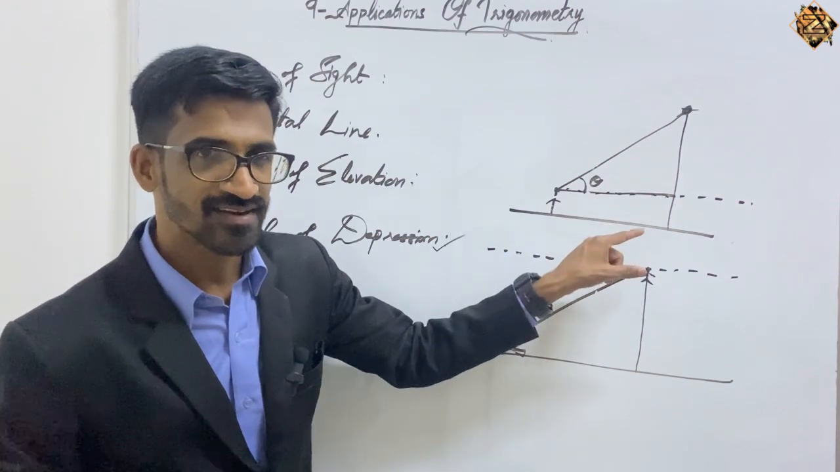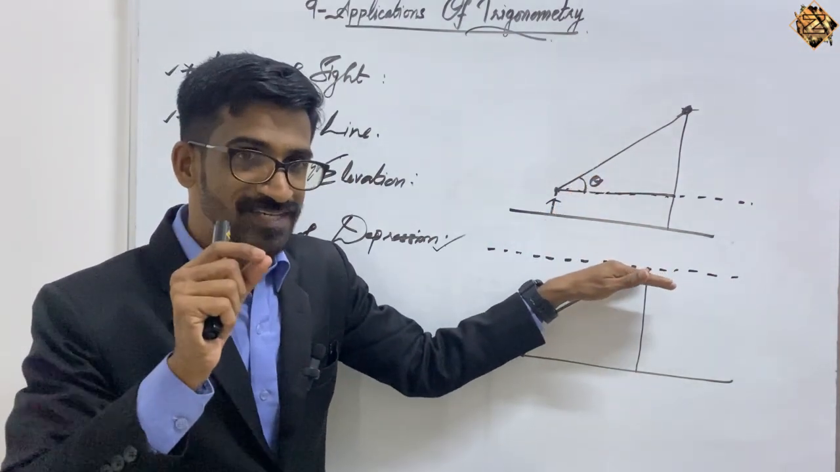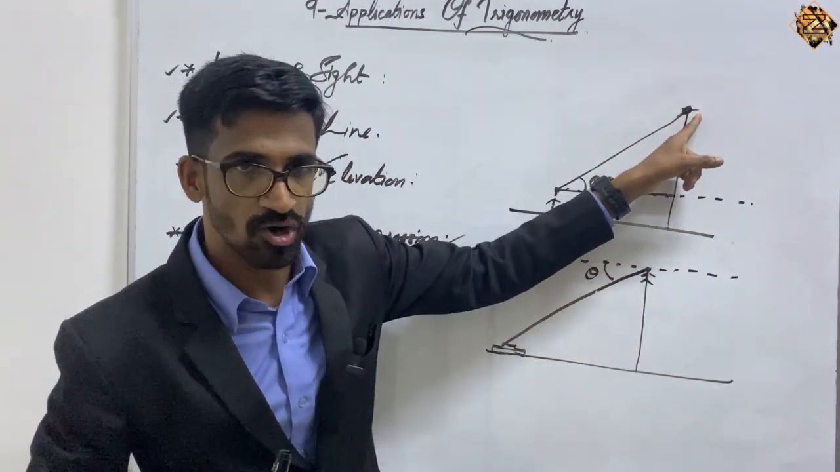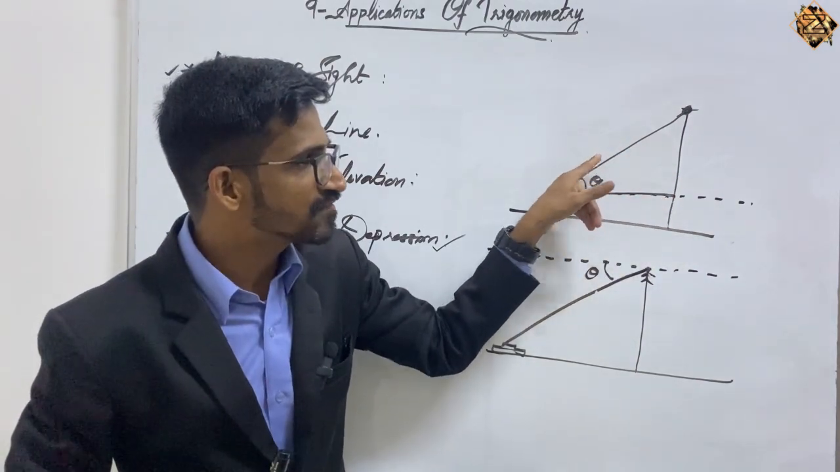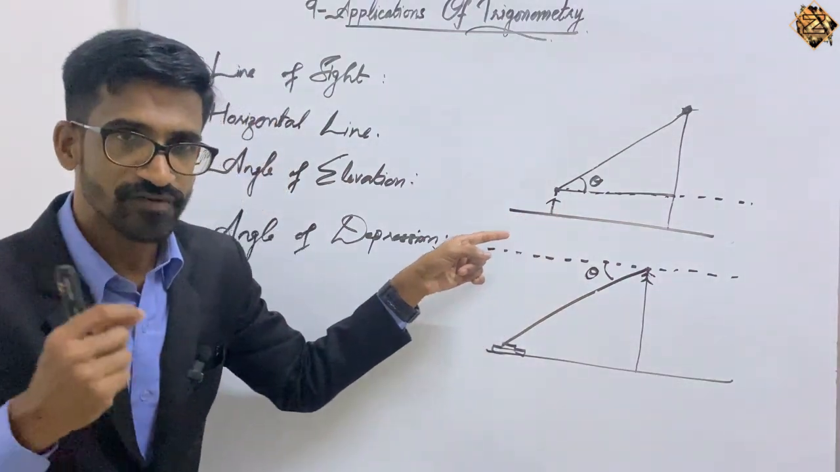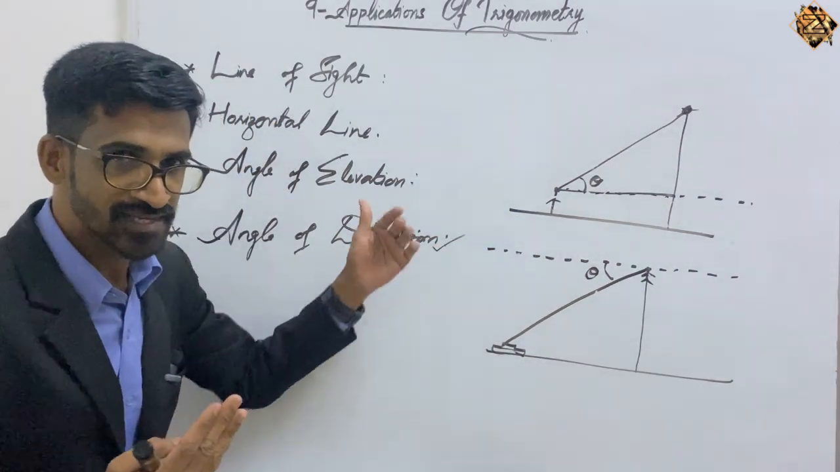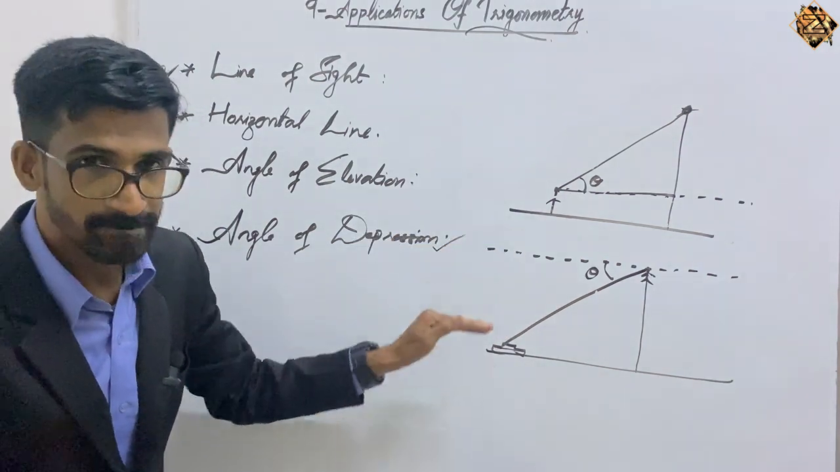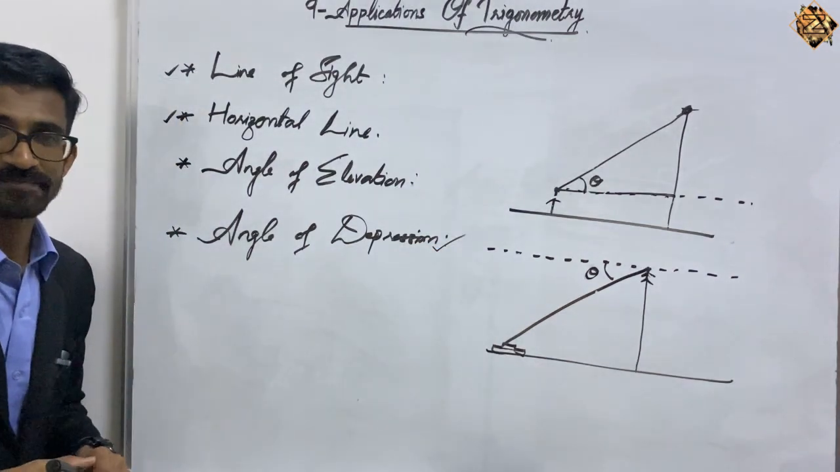Angle of elevation is the angle formed between the line of sight and horizontal if the object is above the horizontal line. Here the object is on the top, which is above the horizontal line. So the angle formed between the line of sight and the horizontal line is called angle of elevation. Now the fourth term is angle of depression, the angle formed between the line of sight and horizontal line if the object is kept below the horizontal line. Hope the four terms are clear.